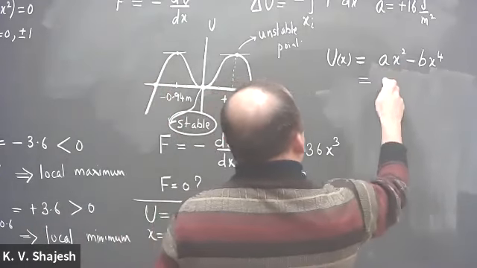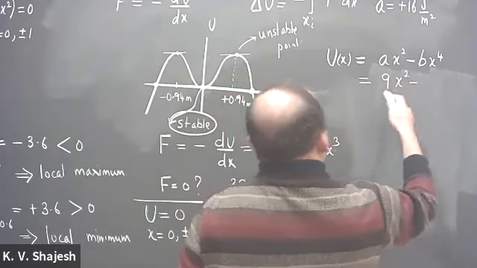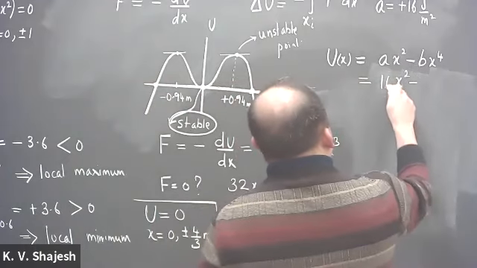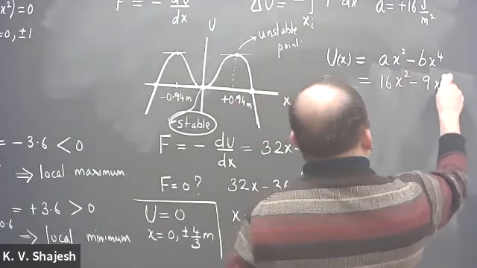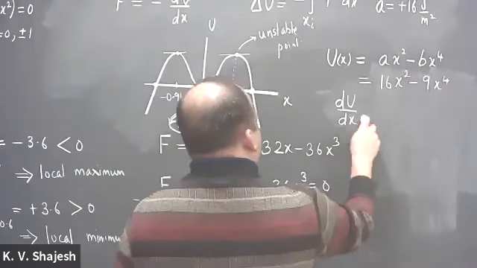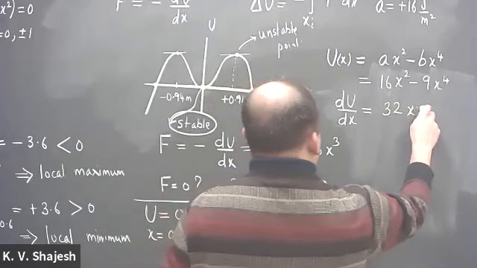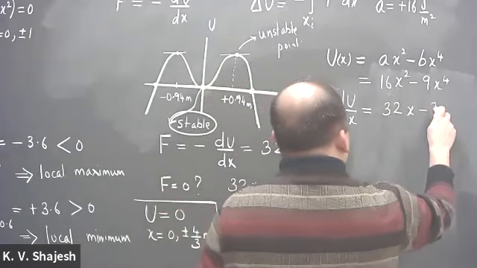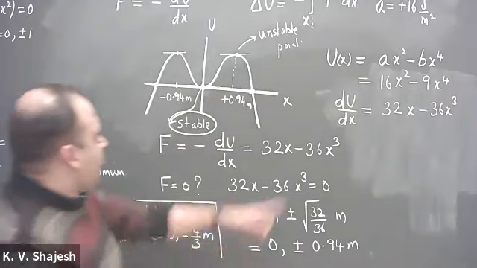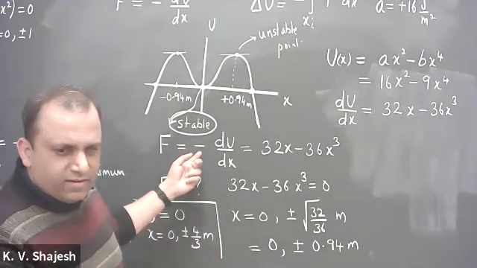So u was 9x squared minus 16x squared minus 9x raised to 4, and du by dx was 32x minus 9 into 4, 36x cubed. Correct? And that's du by dx. So when I do the force, I have to multiply by a negative sign. I forgot to do that.